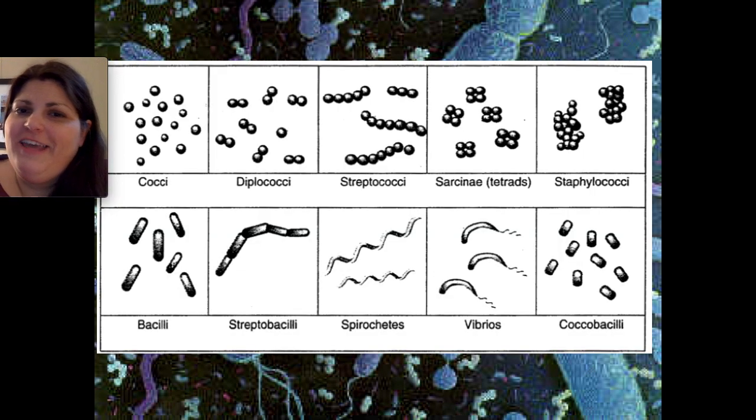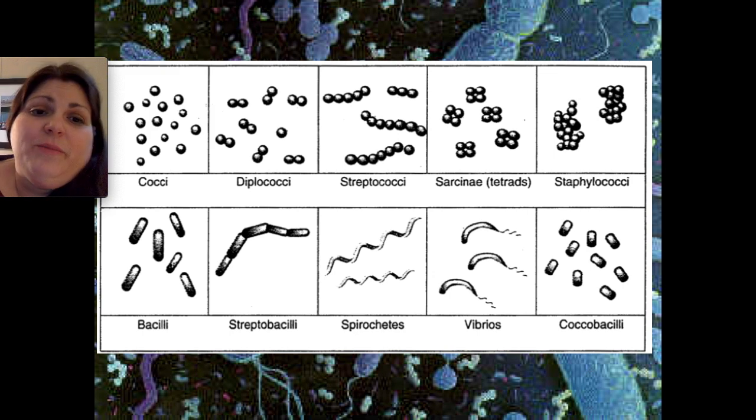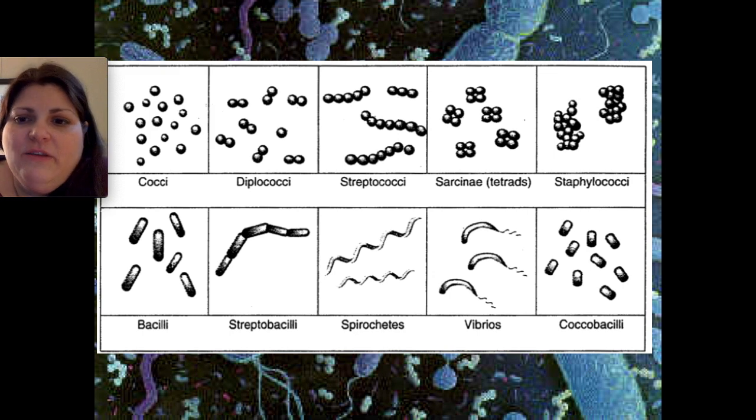As promised, here's the answer key. Double check your work. You may notice that we didn't talk about spherocytes or vibrios. I'm not going to ask that you know that. Let's pause here to review.